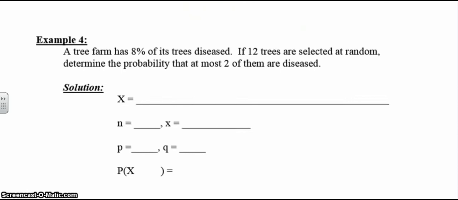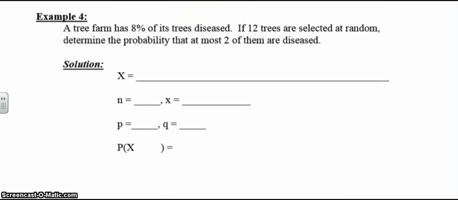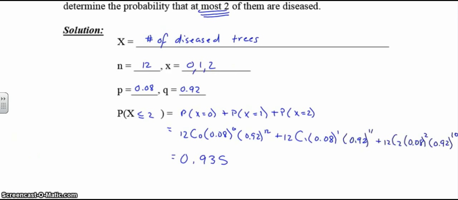Okay, I would like you to try example 4. Make sure you're looking at most. At most means you can have 0, 1, or 2. So try this example on your own, and then when you're finished, come back and check your answers. So press pause now, please, and check your answer after you've actually tried it yourself. Press pause now, please. Okay, welcome back.